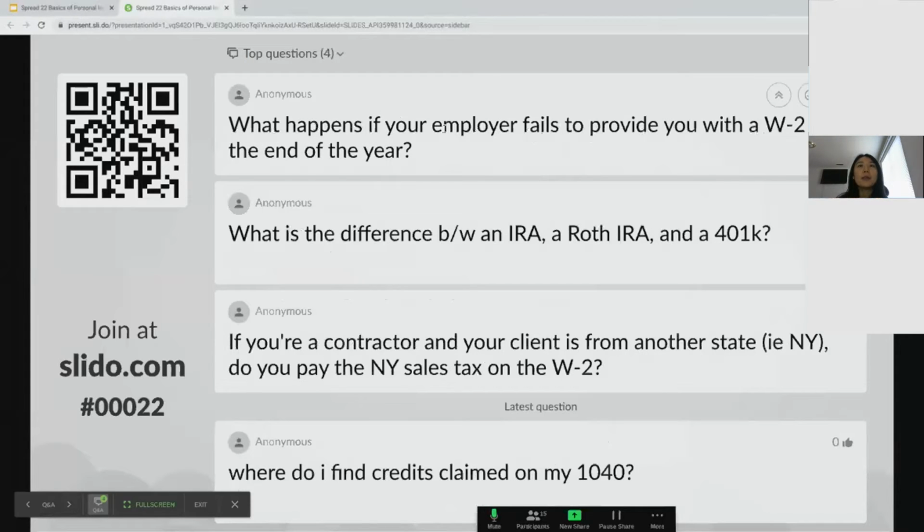What happens if your employer fails to provide you with a W-2 at the end of the year? You can take it up with, in California, what is it called? The EDD. You can take it up to EDD, and they will help you figure out what to do. But by law, they have to give it to you at the end of the year. That's something you need, right? Like you can't go without it.